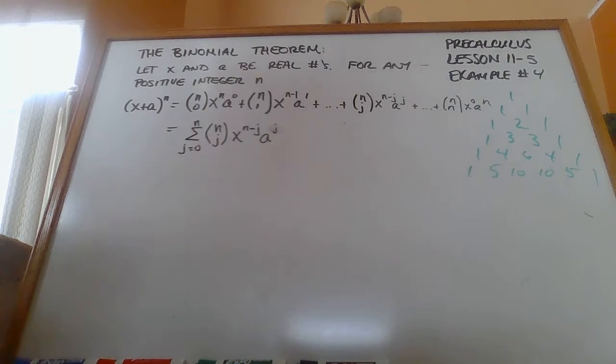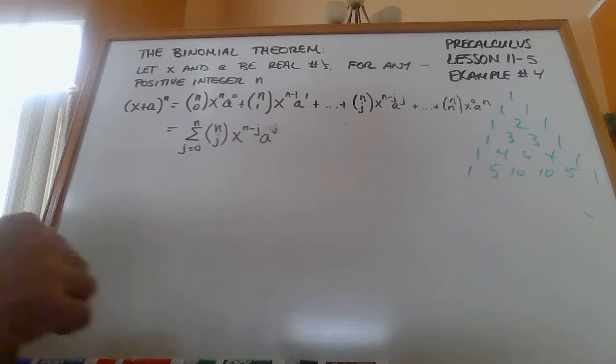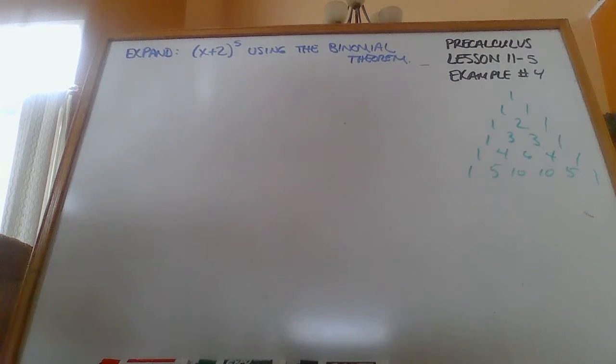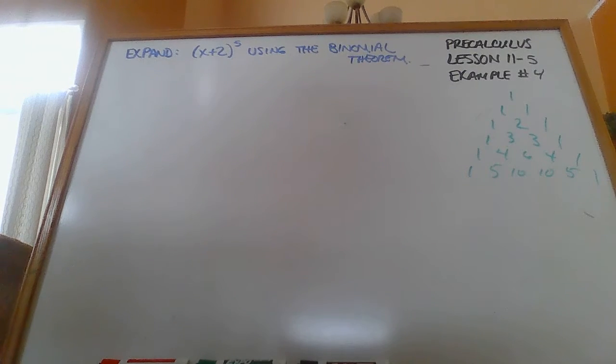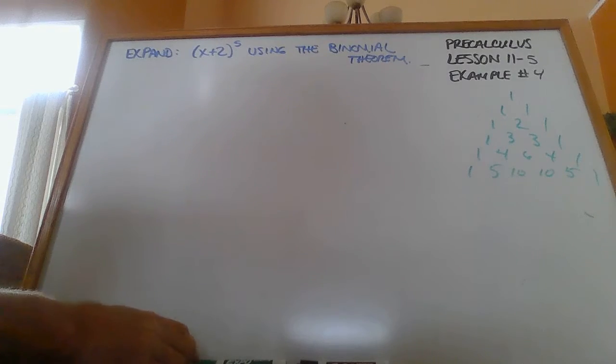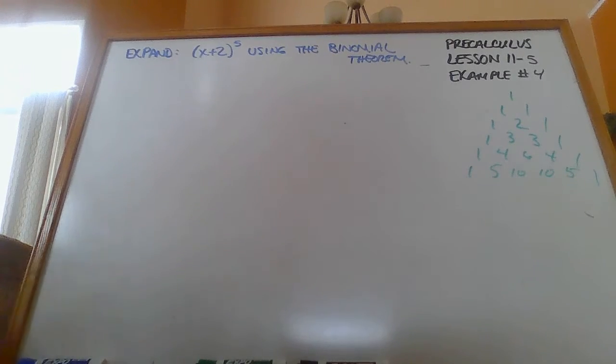Now that sounds super complicated, but once you see the pattern of it with the actual numbers, it's really pretty easy. So I'll put that up here next. Okay, so here we have x plus 2 to the 5th power, and we want to expand that using the binomial theorem. Okay, so here we go. Very simple.